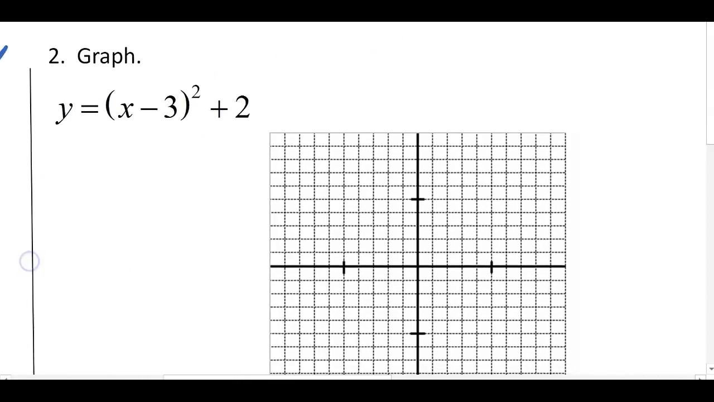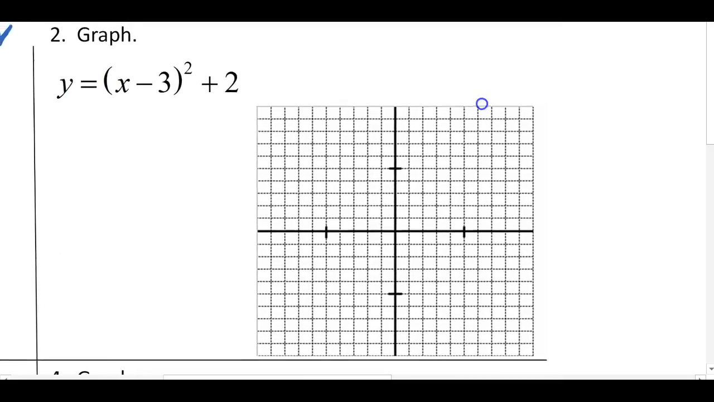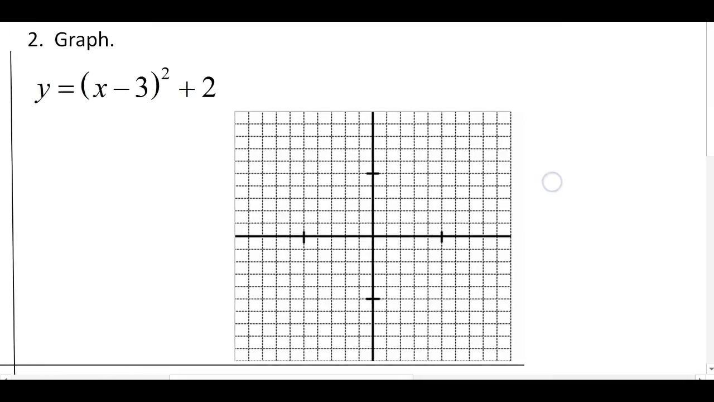Now the next one, I'm going to graph this equation, this quadratic, and the first thing I want to do is find the vertex. Well, this is negative 3, so that means the x value is positive because x is a liar, and then the y stays the same, 3, 2. So I just graph that. So I go to 3 and 2. And now what I need to do is graph 5 points.